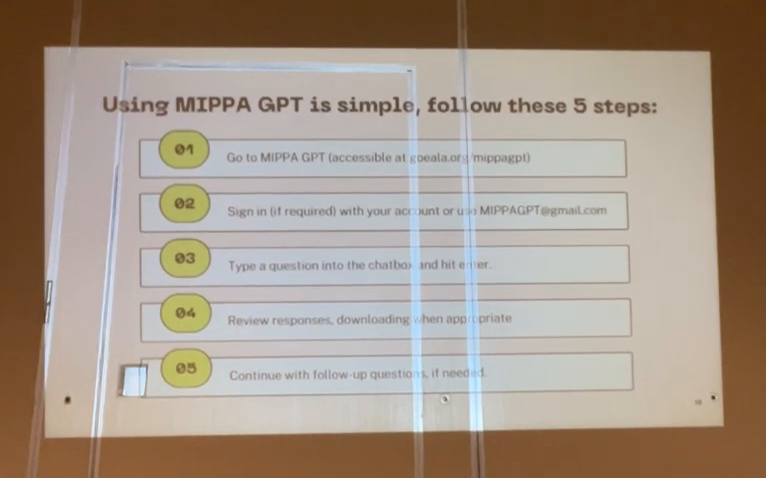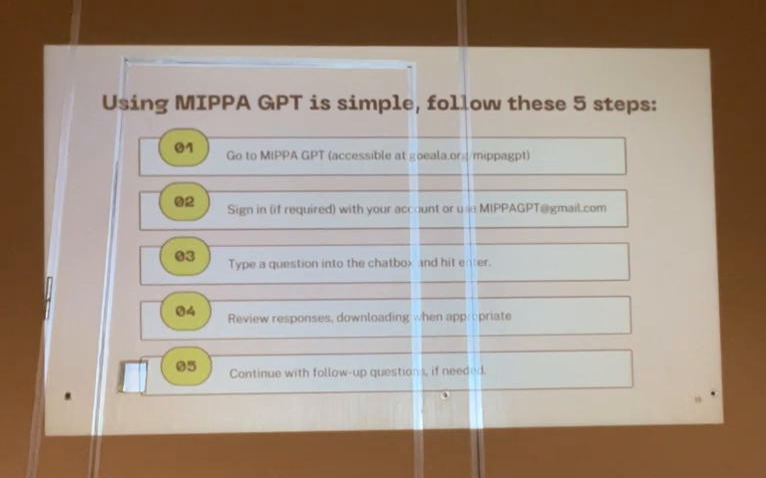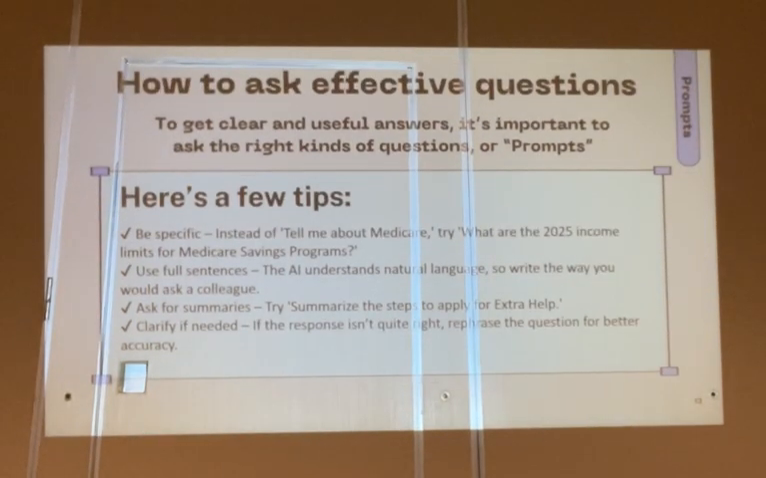So you go to the link, sign in either with your account or MIPPAGPT@gmail, type a question in the chat box and hit enter, review the responses that it gives you, downloading when appropriate. So if you ask it to put something in Word, PDF, PowerPoint, Excel, like I will tell you, making corrections to massive Excel documents, like I did for a bunch of y'all's board rosters, because I can just tell it I have a new board member that is replacing such and such, and it redoes the sheet for me. I download it and move on, and continue with follow-up questions after it gives you an answer if needed.